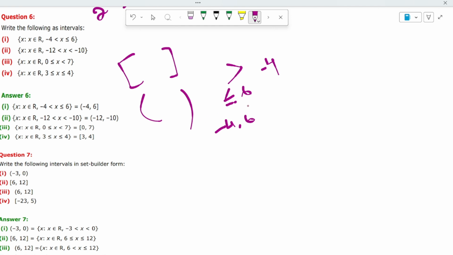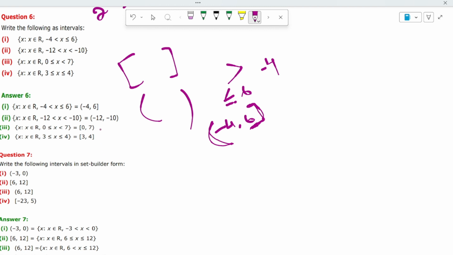Here they have mentioned a square bracket on one side and a normal open parenthesis on the other. Why? Because they have mentioned it is less than or equal to 6. If you include the element, you should write a square bracket. If you do not, and they have mentioned only greater than, you have to write an open parenthesis.